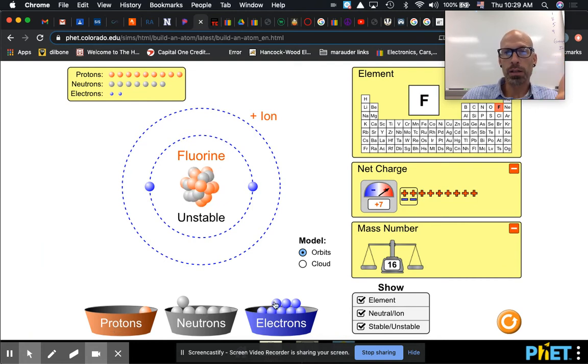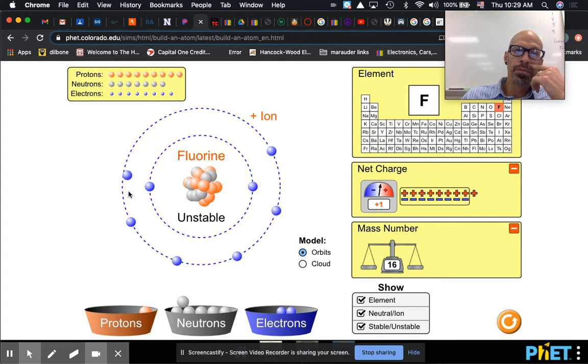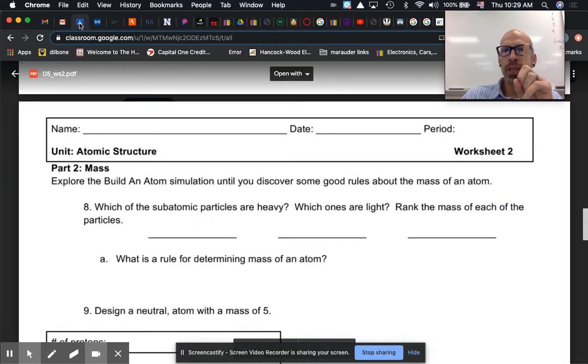All right, how about electrons? Another one, no change. Another one, no change. Another one, no change. Another one, no change. Another one, no change. Another one, no change. So electrons aren't changing it at all. Protons and neutrons both have a mass of 1. Electrons have a mass of 0.